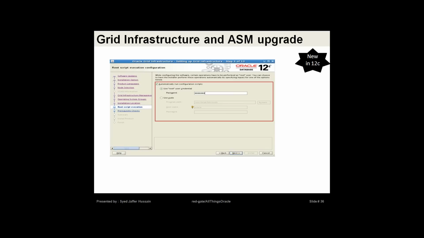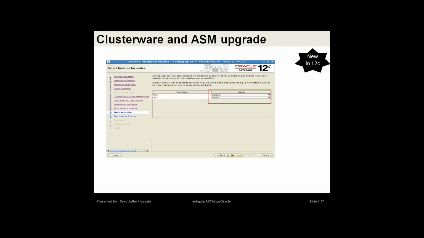So if you already know the root password and you want this to be run automatically as part of the upgrade, you can provide the credential password for the root user or sudo user. This is a new feature in 12c. In case you select the automatic option to run as root, there is another new thing in 12c. You have an option to run this rootupgrade in batches. There will be three batches at most: batch 1, batch 2, batch 3.